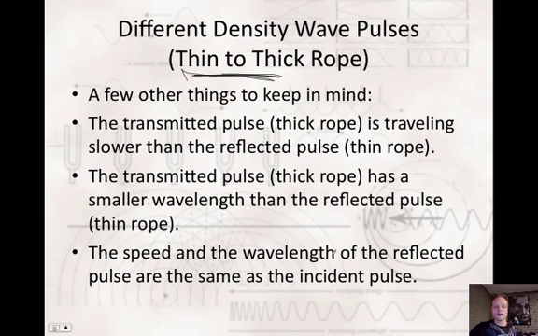The speed and the wavelength of the reflected pulses are the same as the incident pulse. So remember, the incident pulse is the original one that's on the thin rope, and it's going, say, this direction. When it reflects, and there's a thicker rope here, it is going to be inverted, and the wavelength of the reflected pulse is the same as this. So the wavelengths will be the same.